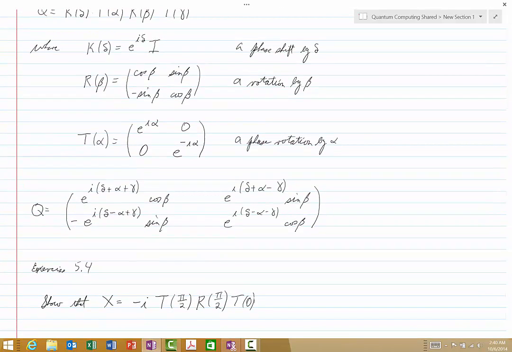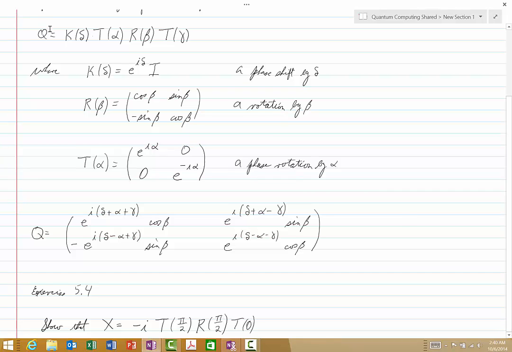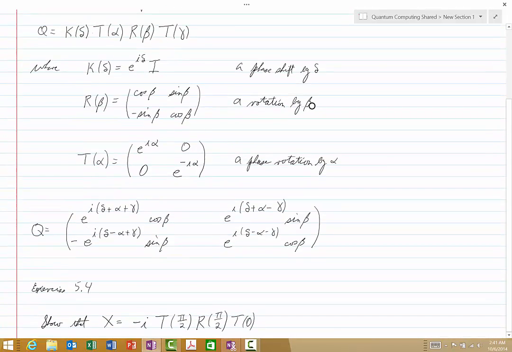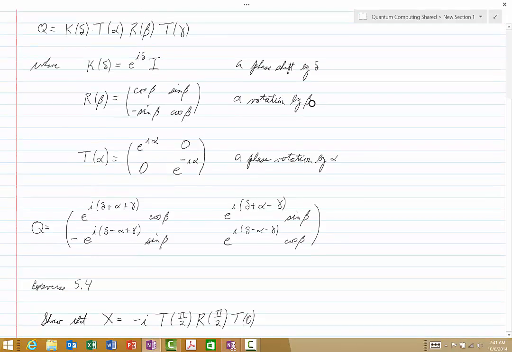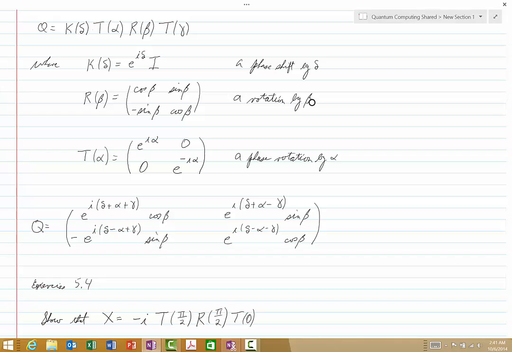Now notice what has happened here. Remember, this is our standard decomposition for Q. The first term is K of delta, and then T of alpha, R of beta, T of gamma. So in this case, if you don't want to multiply everything out, you can just use the form we have right here if you can identify all of the angles. So let's see if we can do that.